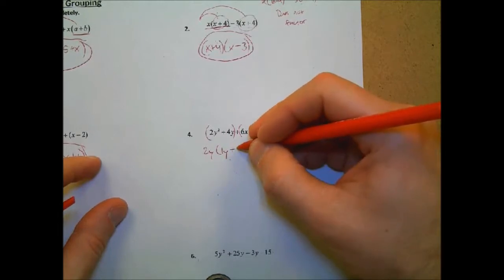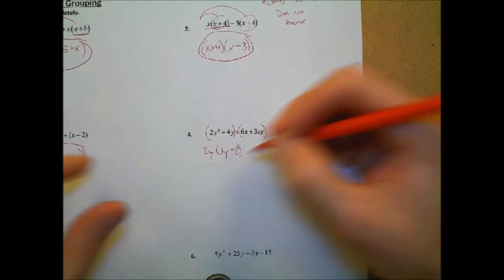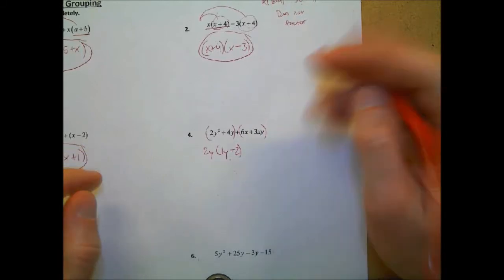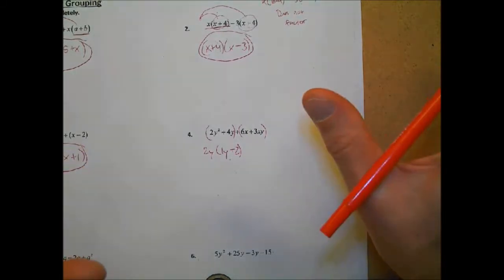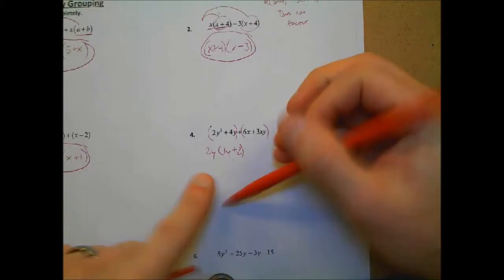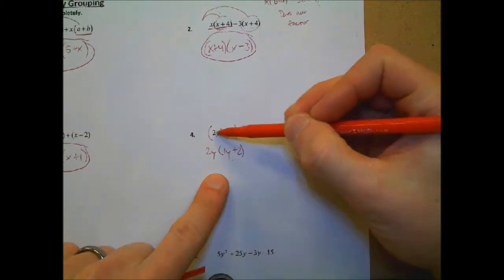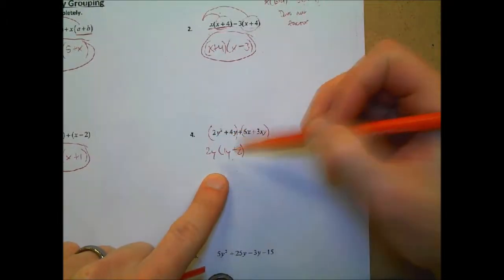Just 2. Yeah, okay. So far, so good. Are we following along all right? Any questions? Alex, does it make sense so far? Where this came from: I took a 2 and a y out of both these terms, and that's what's left behind. So far, so good?